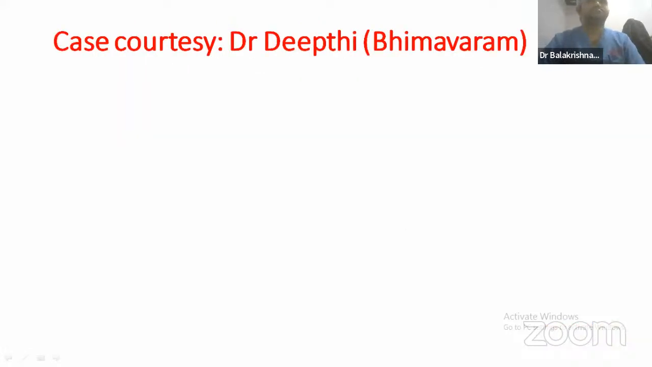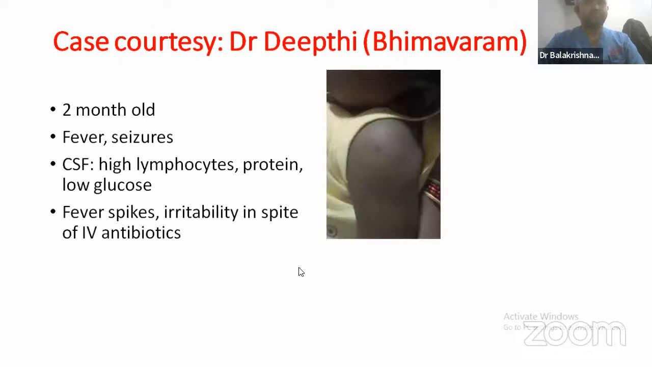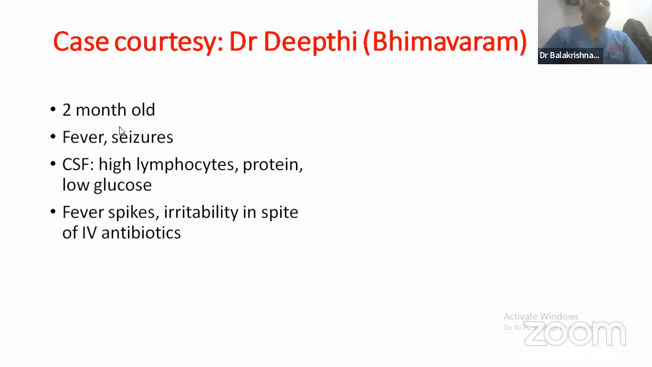Thank you. So this is another child, a 2-month-old child. This is actually a case courtesy of Deepthi ma'am from Bhimavaram. A 2-month-old child with history of fever for 4 days, and the child had a seizure on the 3rd day. They have done the CSF analysis and definitely suspected it could be meningitis. The picture showed high lymphocytes and protein and low glucose, a typical meningoencephalitis kind of picture. But even though treated with antibiotics, the child was still having high grade fever spikes.